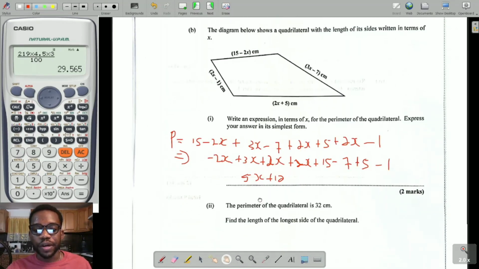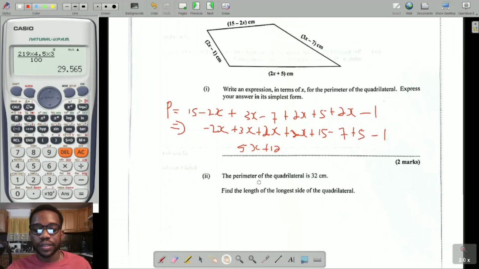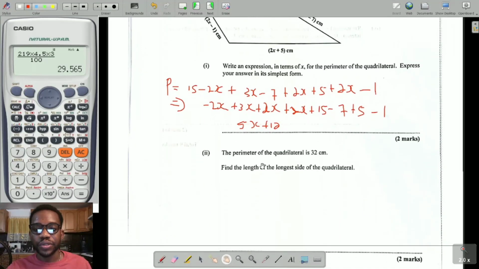Now, we're told that the perimeter of the quadrilateral is 32 centimeters. Find the length of the longest side of the quadrilateral. So, first of all, let's see what happens here. Now, the perimeter, as we know it, is 5x plus 12.